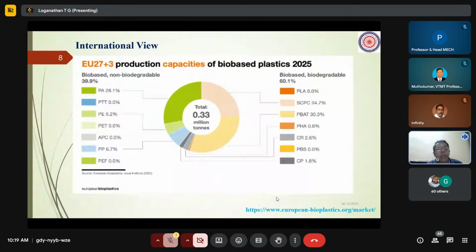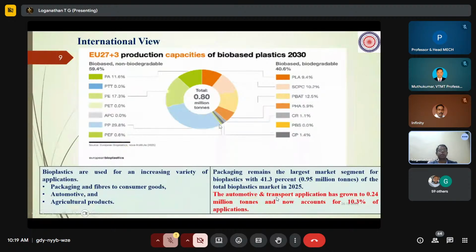And going back to the utility, we have to see how internationally bioplastic is going to play a very vital role. This is as per the European Union record, which was taken recently. The total consumption of bio-based plastics is around 0.33 million tons. It's a very huge mass. And in that, you can see the classification: bio-based biodegradable and bio-based non-biodegradable. But basically, it's all bio-based plastics, around 0.33 million tons.